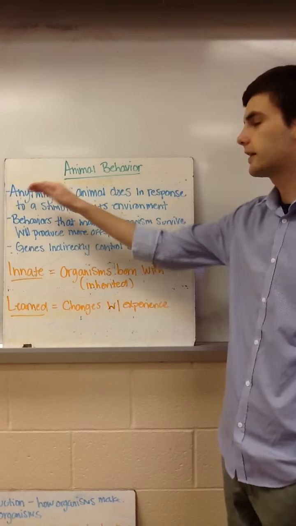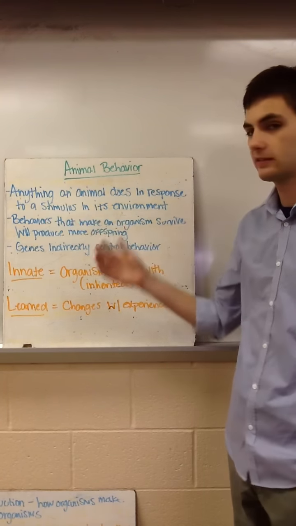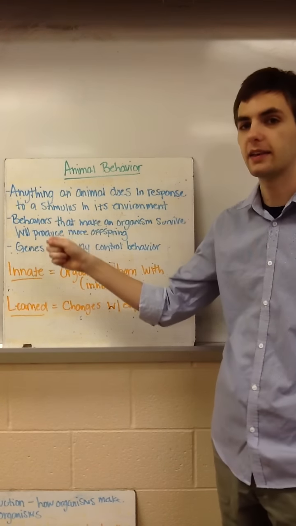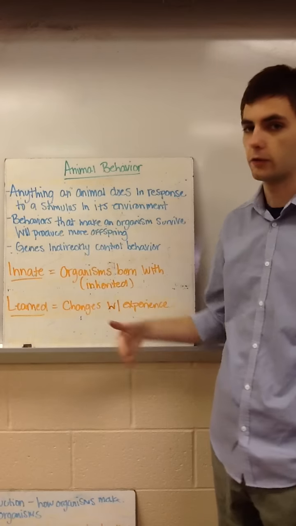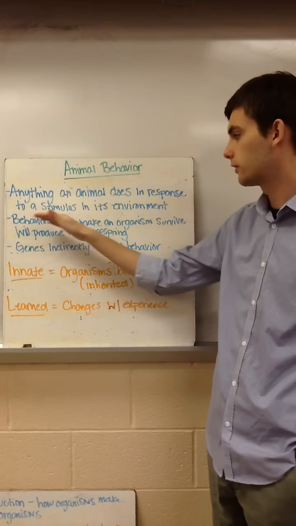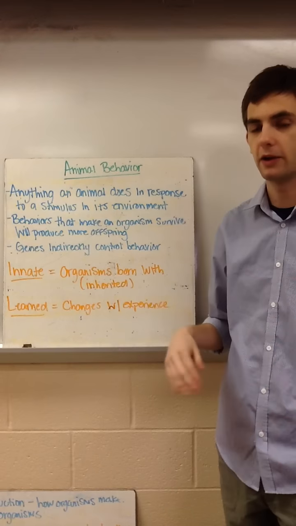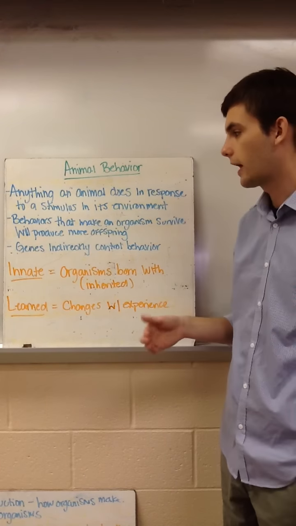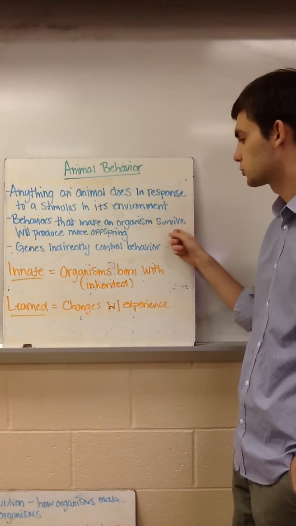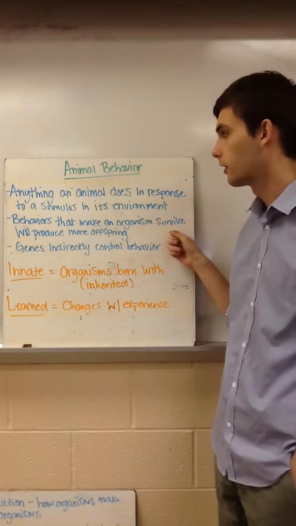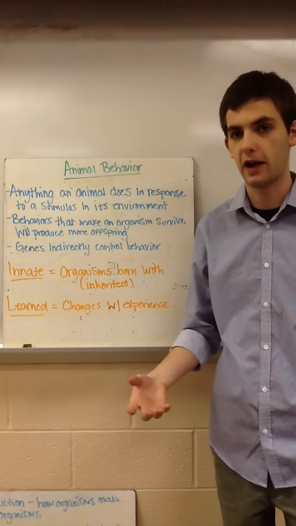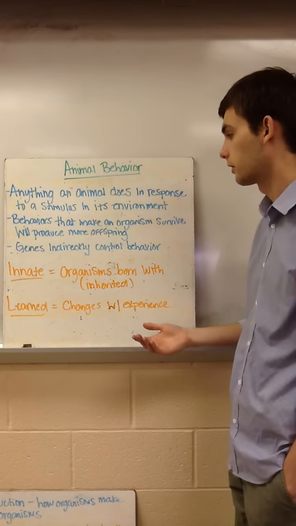Behavior is anything an animal does in response to a stimulus that occurs in its environment. And remember, a stimulus is anything that will cause a response from an organism. Behaviors that are going to allow an organism to survive better than others will allow that organism to produce more offspring. So that means natural selection is going to favor animals that have the best behaviors to allow them to survive better and reproduce more.